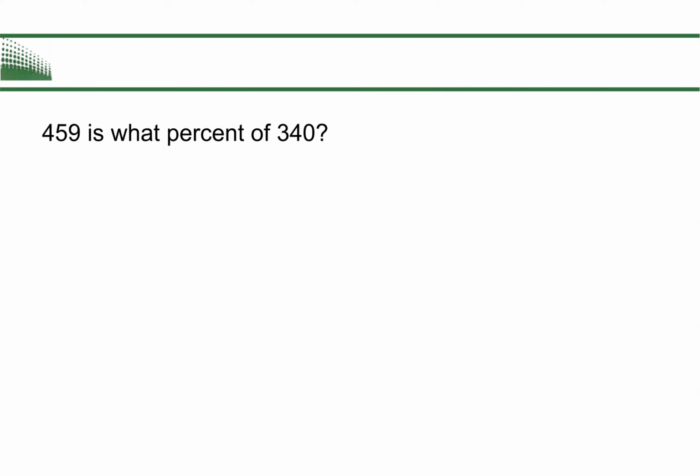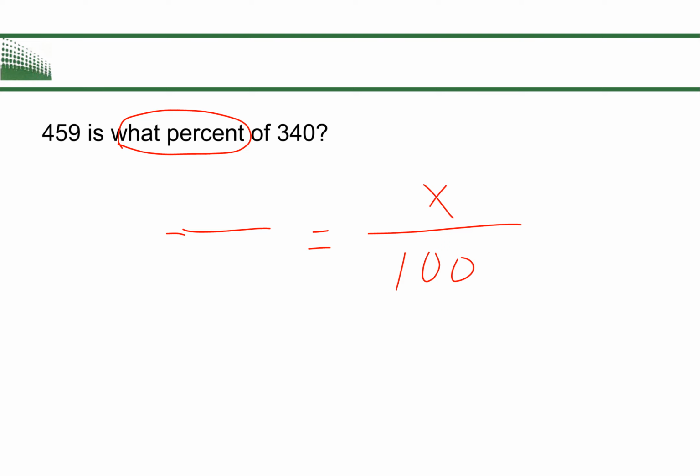In this problem, we're going to do the same technique as the previous one. This one says 459 is what percent of 340? The first thing I'm going to do is set up my two bars. Remember, we talked about how your percent goes over 100, so I'm going to put 100 on bottom here. I noticed that it says what percent, so that's what I'm looking for. So I'm going to put X over here on the right, halfway there. 459 is what percent of 340? In this case, you're actually going to put 340 on bottom and 459 on top.